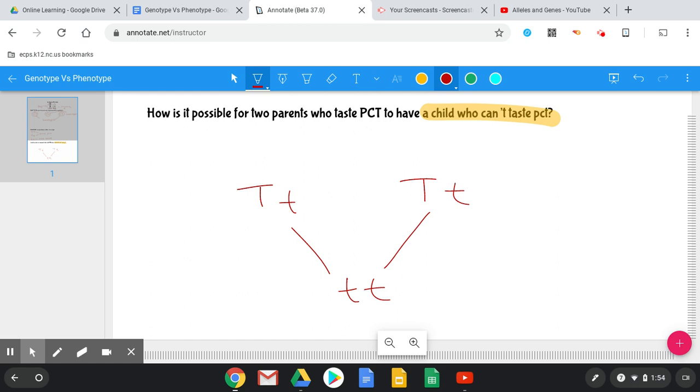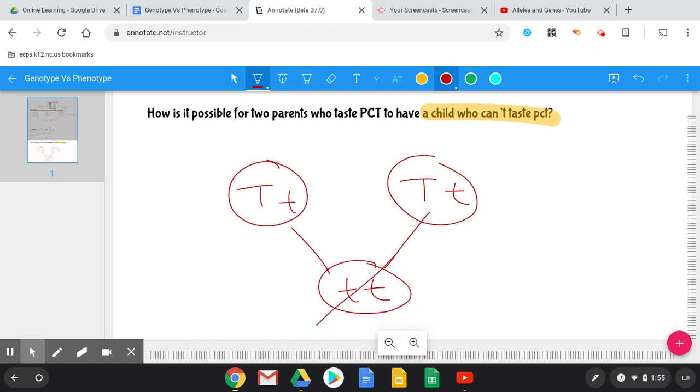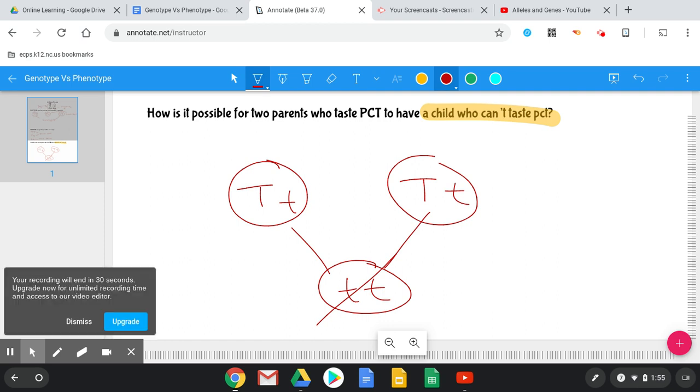All right. So this is how it's possible for each of the parents to be able to taste PTC, but the offspring cannot taste PTC because the offspring received one recessive gene from each parent. All right. So having a heterozygous genotype allows you to pass on a recessive gene to your offspring. And if both parents are heterozygous, there is a possibility that the offspring will have the recessive trait. In a later lesson, we're going to learn about Punnett squares and how we can use Punnett squares to predict the actual probability of having or not having offspring with certain traits.